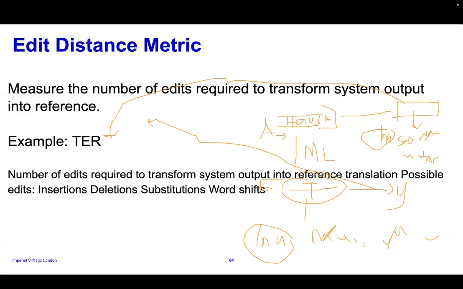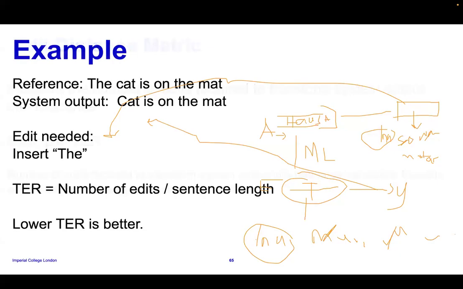One edit. So the more edits we have, the worse the system is, right? But the lower the number of edits, the better the system is. Is that correct? Yes, it's correct. So here we can see the number of edits required to transform system output into reference. The possible edits can be insertion, deletion, or substitution. Here we can just do a deletion. This is what we call TER. This is an example of that.